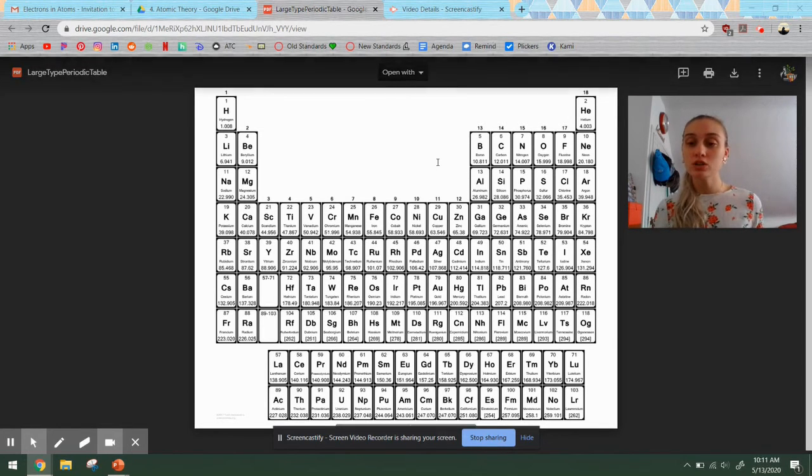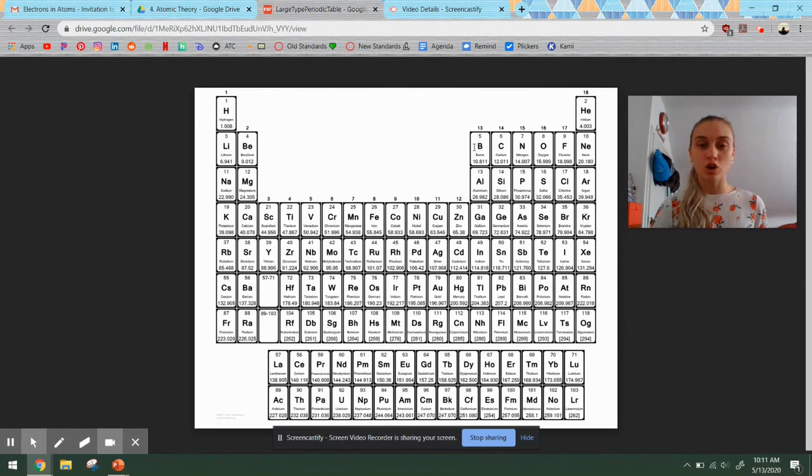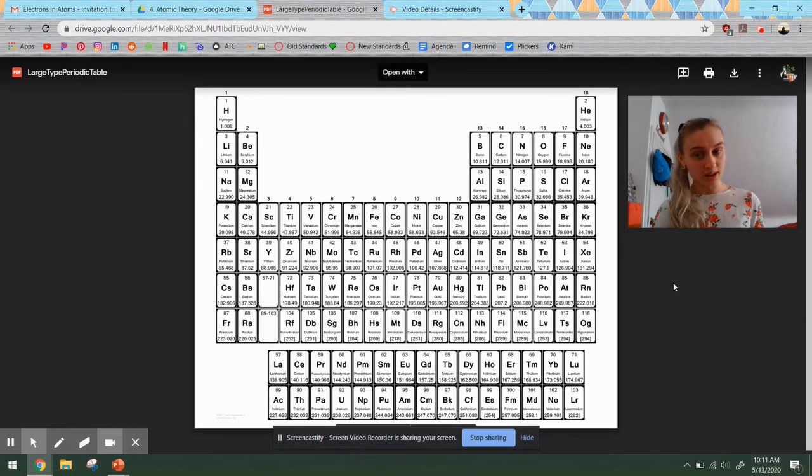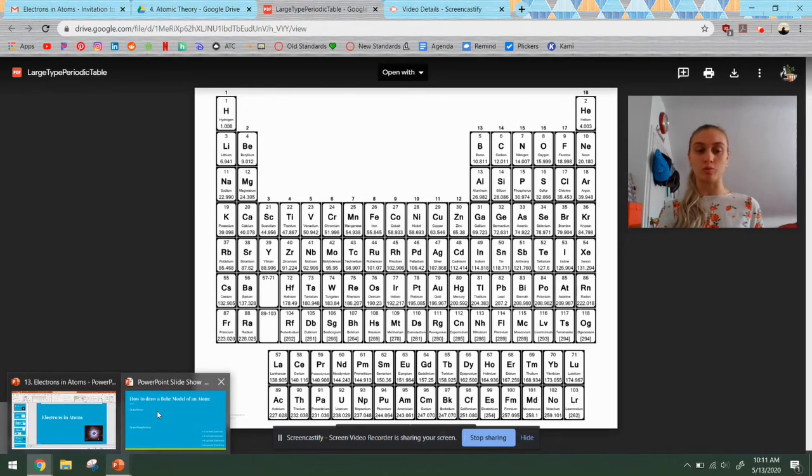We need to know boron's atomic number because we're assuming that this atom of boron is neutral. We look at boron and see its atomic number is 5. So here we see 5, and so we know it has 5 protons. Since this is neutral, we know it also has 5 electrons. We're going to use that information to draw our Bohr model.